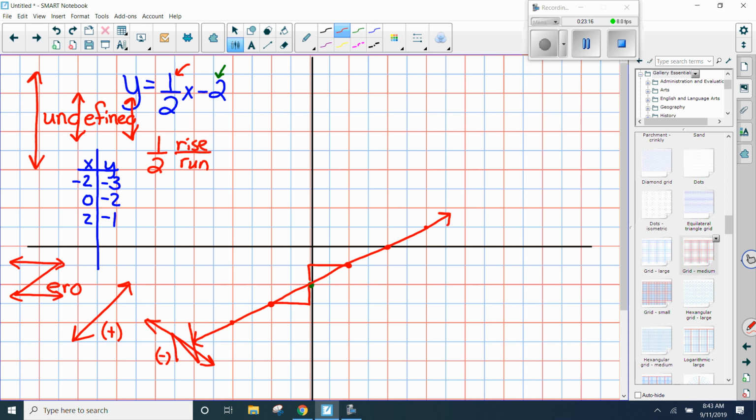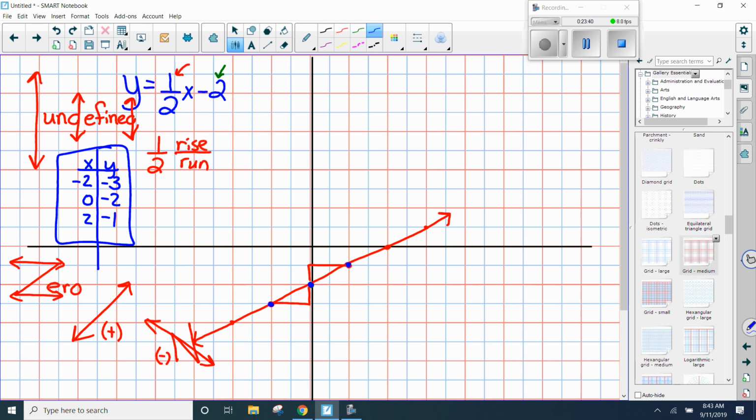of your line. Now, if we look at the table of points that I had picked, at -2, you get -3, which is that point right there. If you look at 0, I get -2, which is this point. And at 2, I got -1, which is this point.